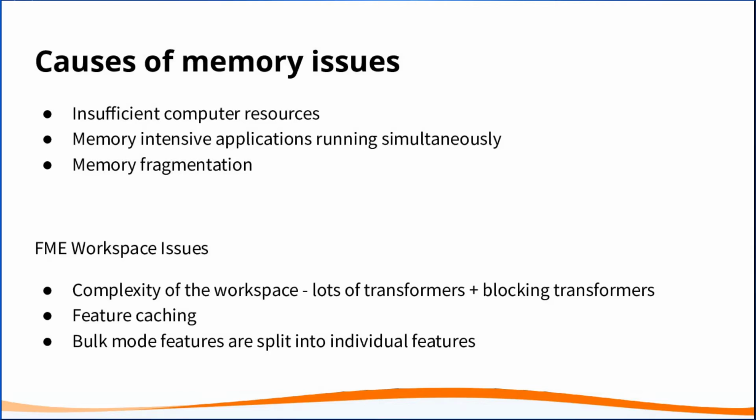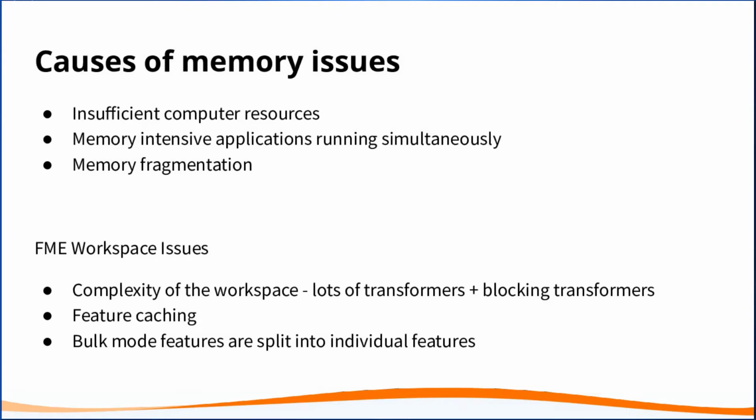Some FME-specific issues that could be causing slowdowns include the complexity of your workspace. So as Jenna was just showing, you might have lots of transformers. You might have blocking transformers that are holding up your data. If there's a possibility to condense down these transformers, then that'll definitely speed up your workspace.